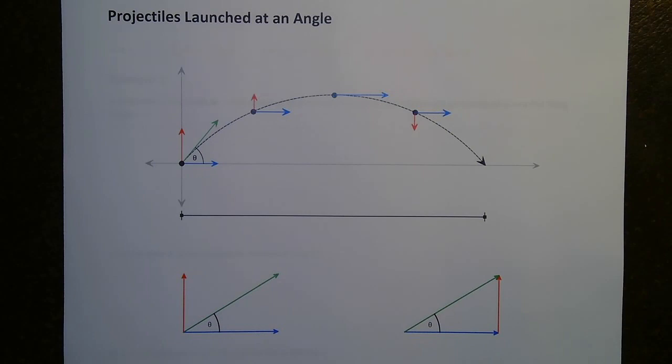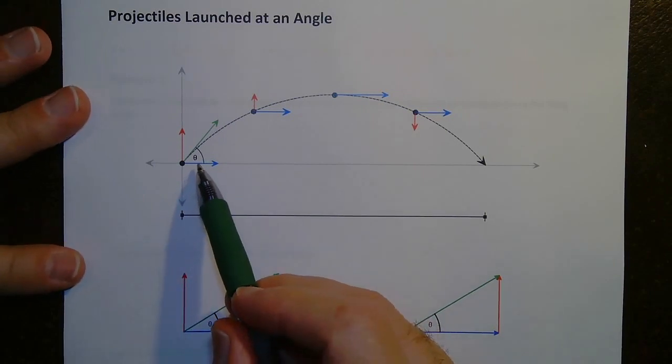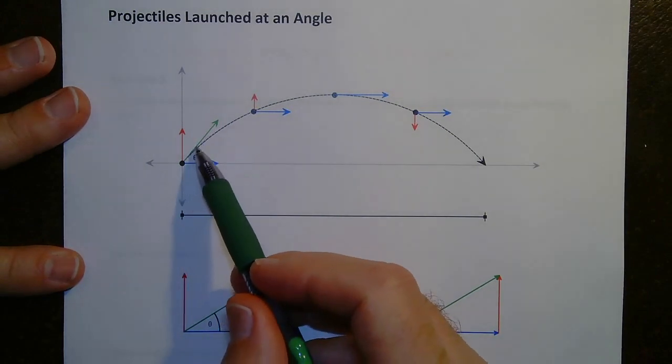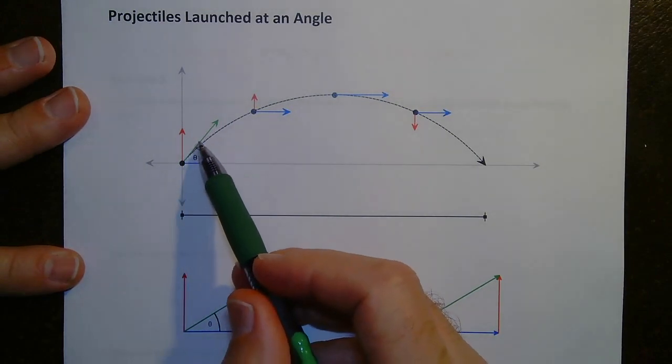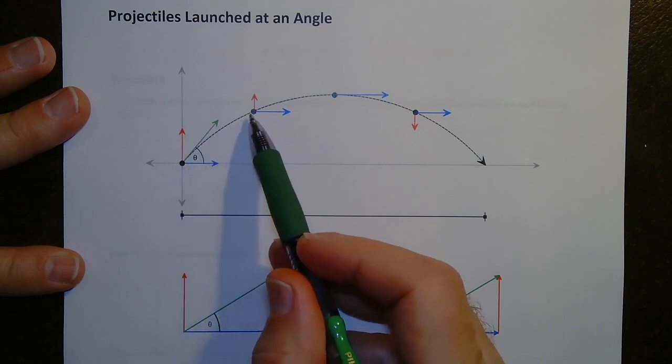Today we're going to talk about projectiles that are being launched at an angle instead of being launched horizontally. So what happens is we have an angle and a velocity vector right here, and this is the original velocity, and it's taken off in this direction. But gravity is going to pull it along and pull it down towards this curve, okay?